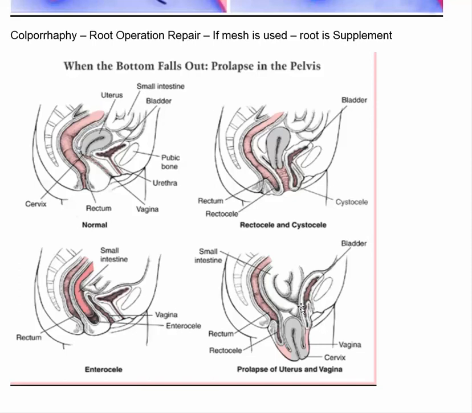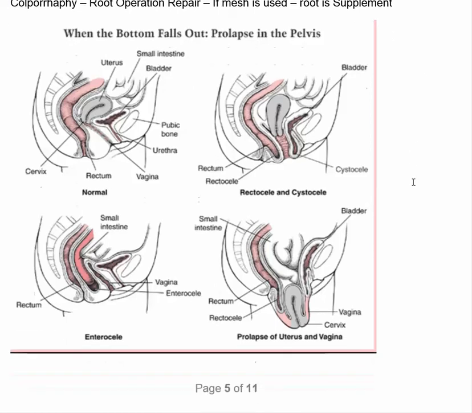Sometimes, depending on the severity of the prolapse or the not so secure suture, sometimes they will use a mesh material. If they do use a mesh to achieve the same type of repair, the root operation then changes to supplement.